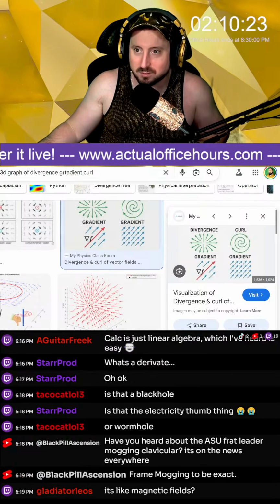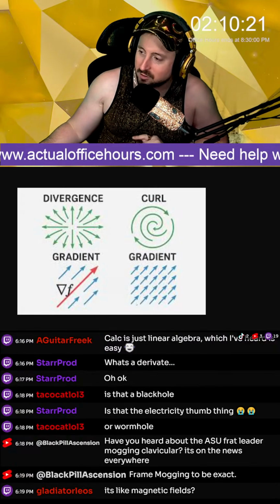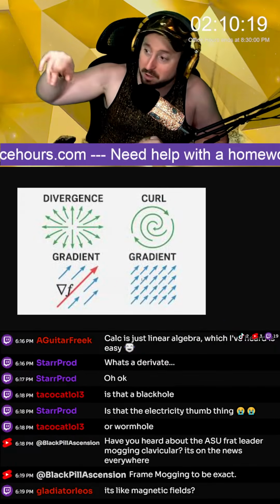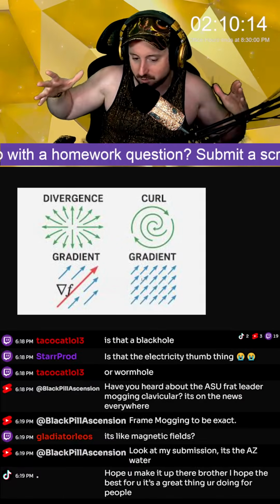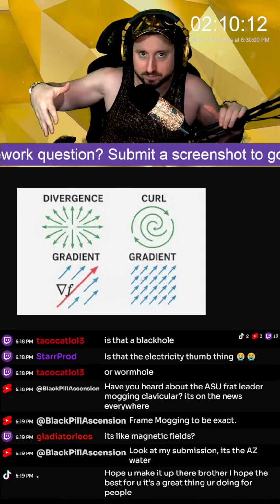But this is an example. Yeah, this is cool. This is gradient. So the nabla thing looks at the slope of this field in a lot of different directions, not just one.